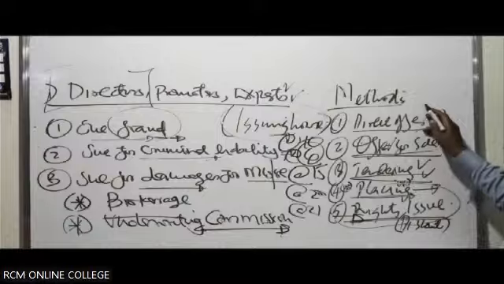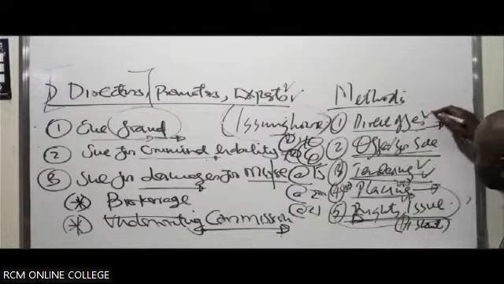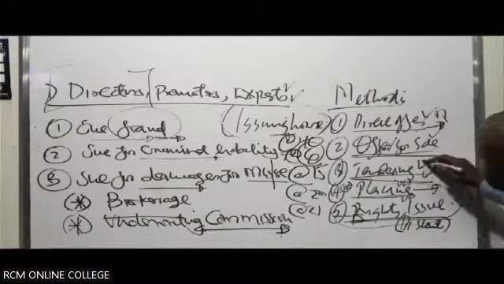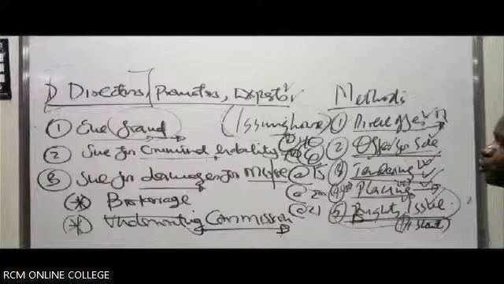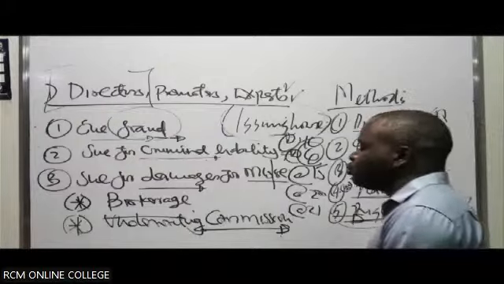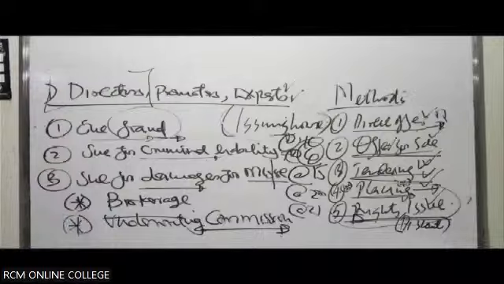So that's still one of the means through which the company can raise capital, or the methods through which they can sell the shares. So we can have direct offer, offer for sale, tendering, placing, and rights issue.